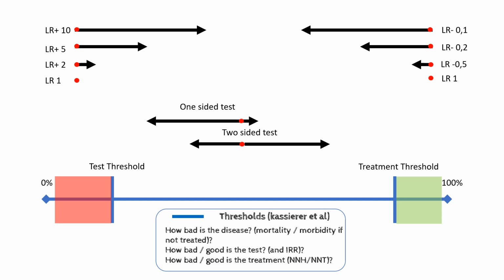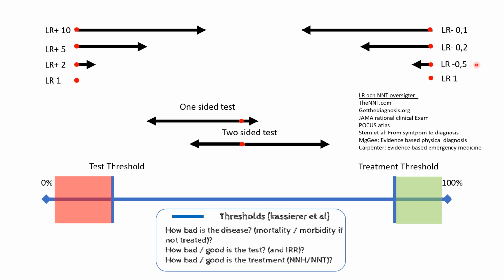Here are some of the homepages where you can find these likelihood ratios. And I'll show you on the next page the more precise Fagan's nomogram. But in general, you have what you call a tennis rule. A likelihood ratio of 1 usually doesn't do anything. It doesn't point you up or down in probability of the disease.